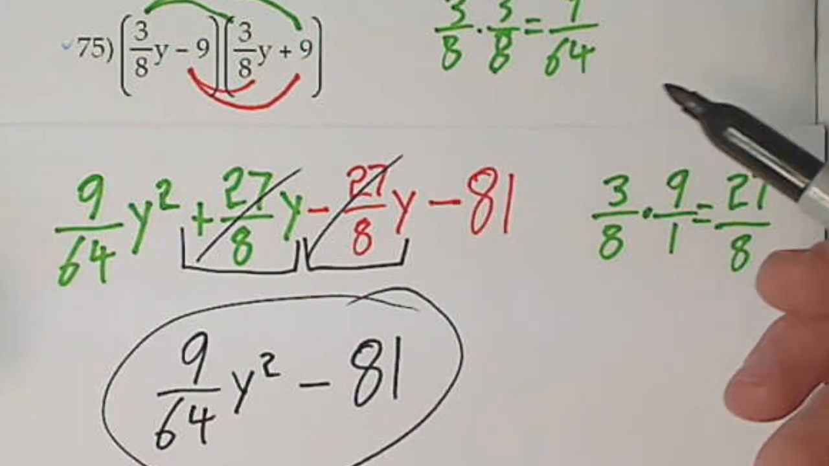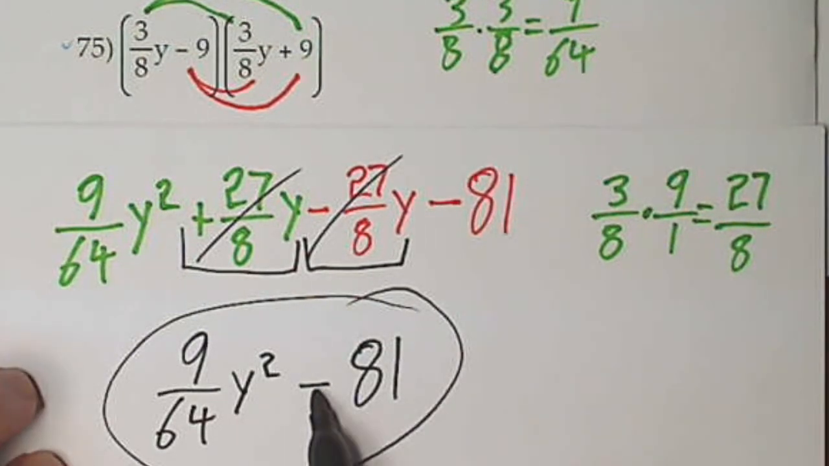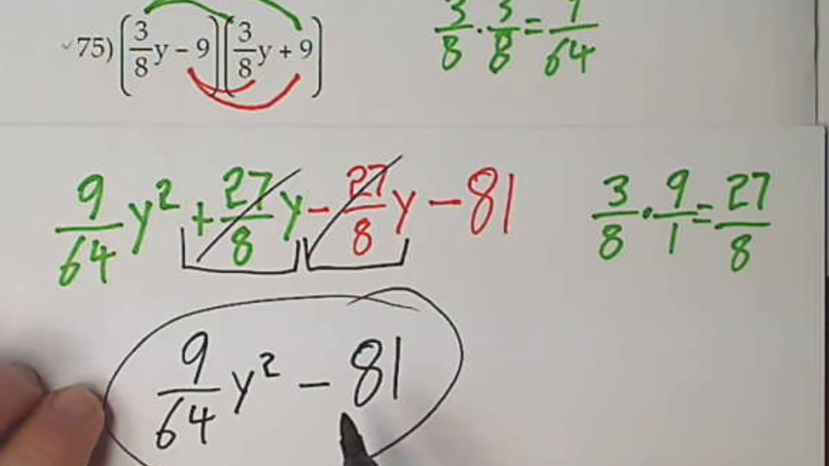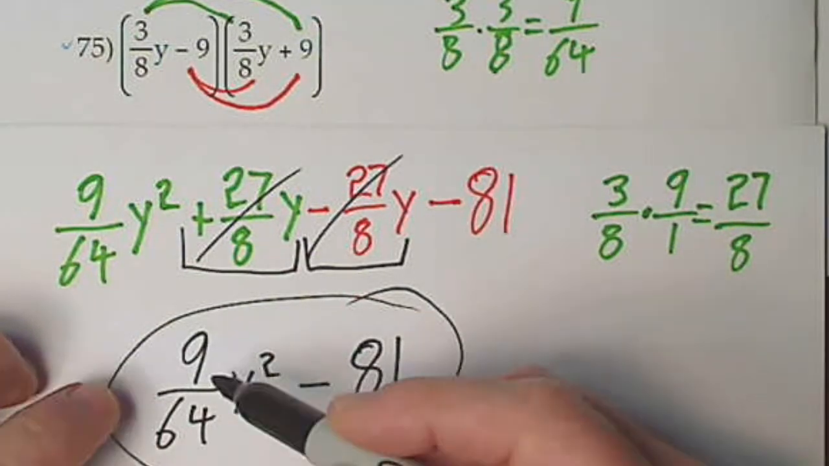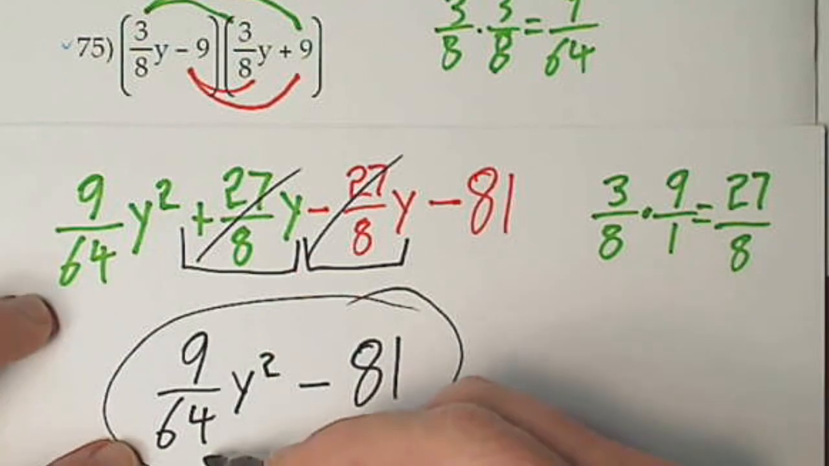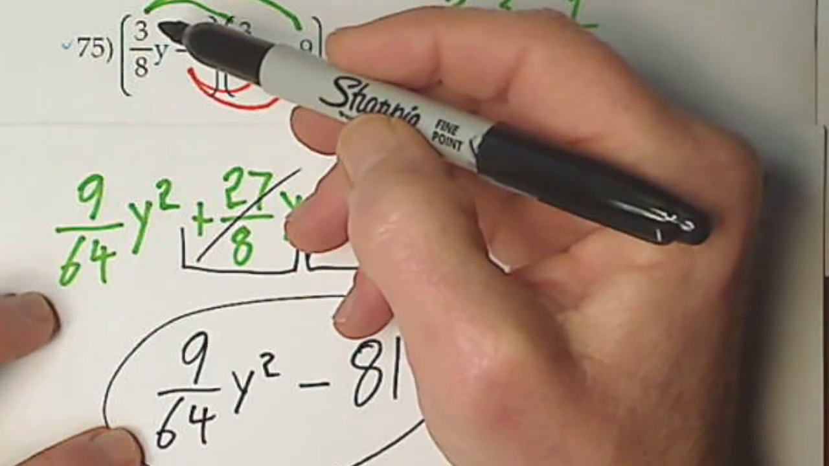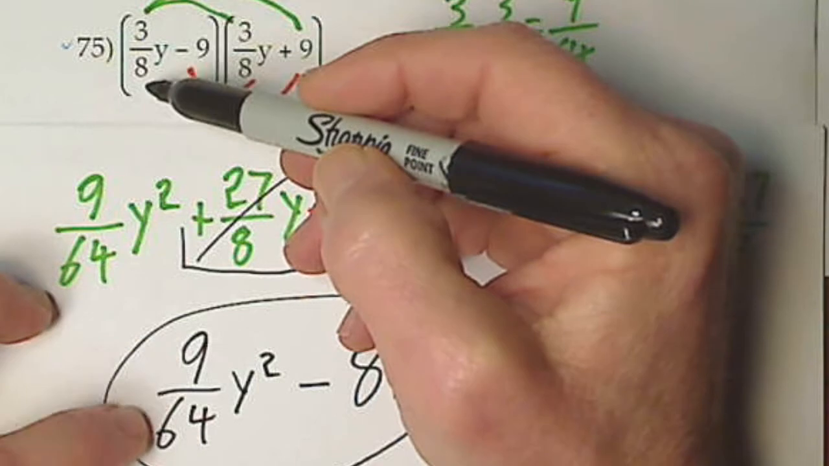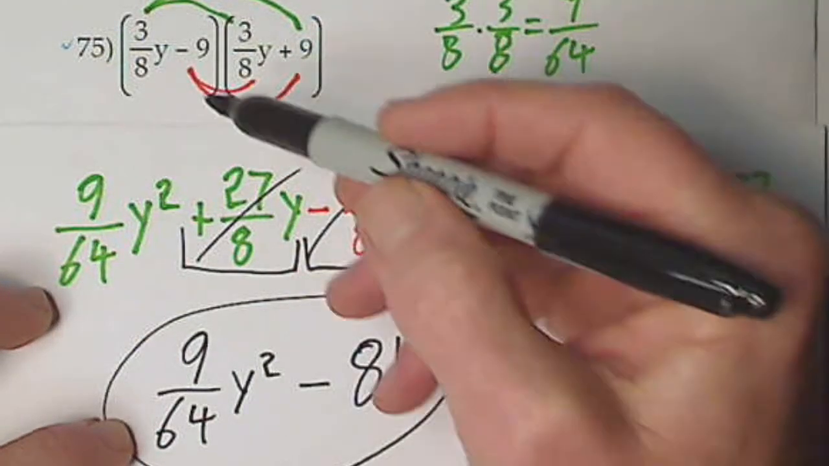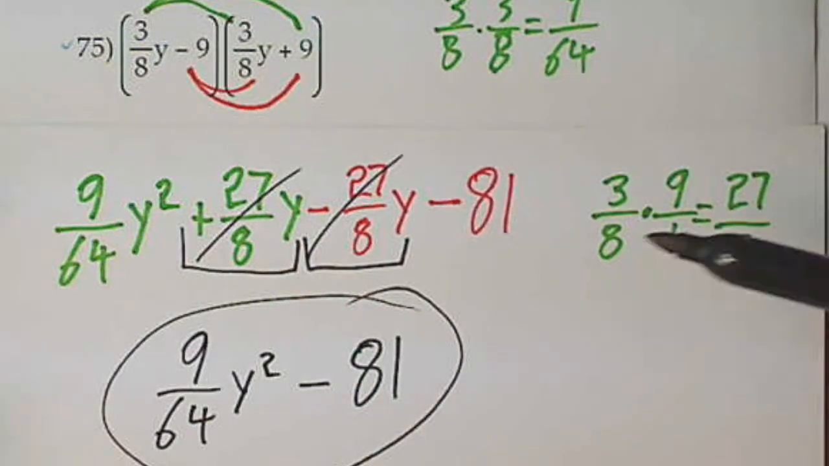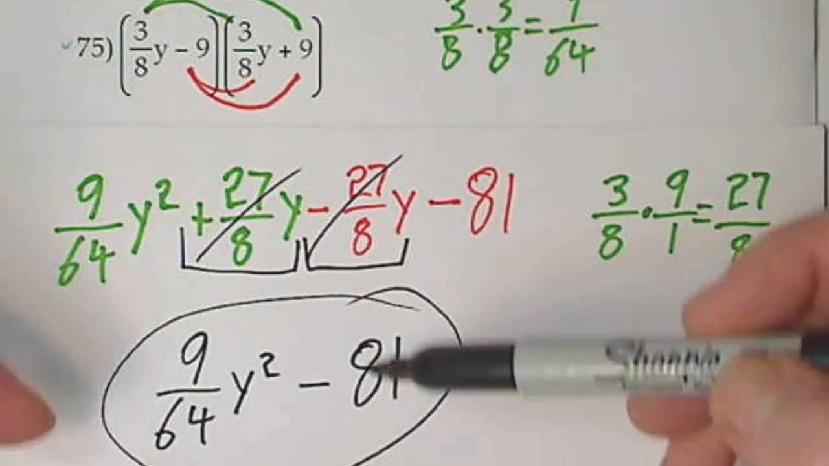And when you get to Unit 3, you're going to want to start realizing it's a difference because of that sign. 81 is a perfect square. 9 times 9 is 81. And 9/64 is a perfect square. The square root of 9/64 is 3/8. Okay, the square root of y squared is y. Okay, but for Unit 2, all you have to do is get from here to here.